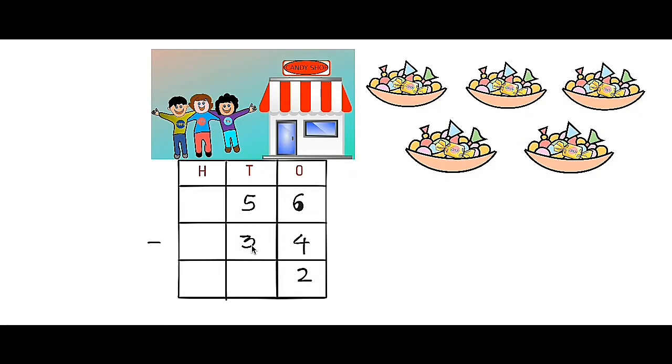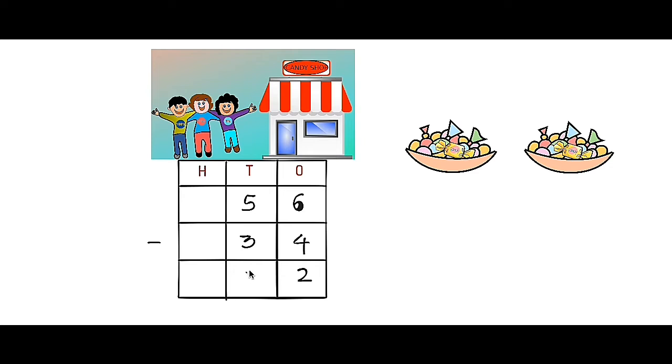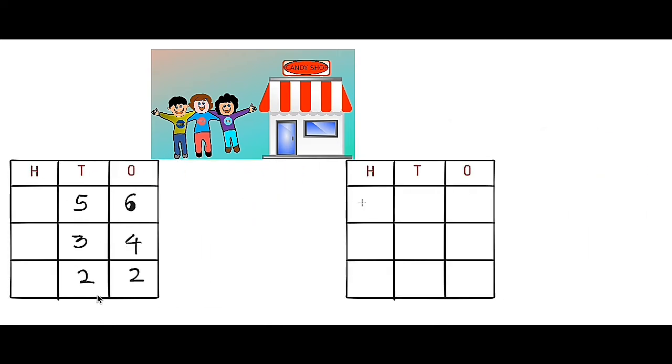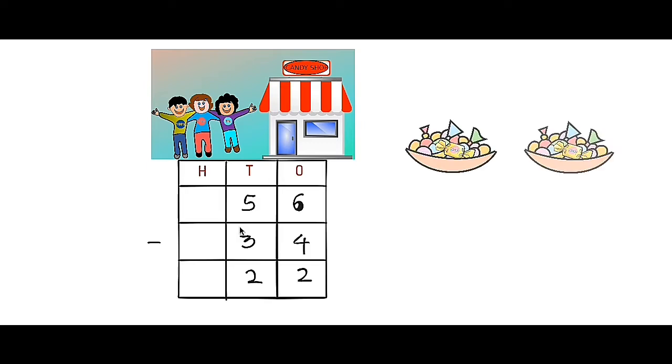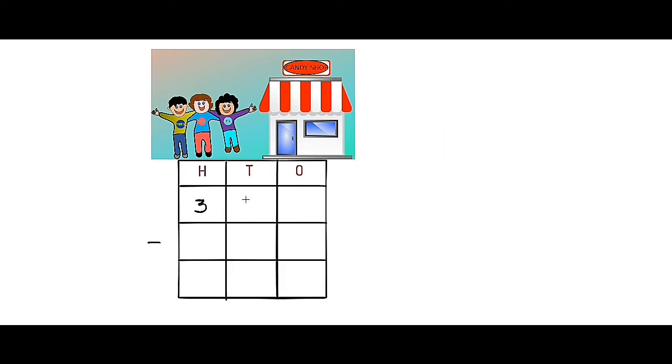In tens' shop, he had 5 bowls of candies and there were 3 people. So he gave them 3 bowls out of 5. And what remained with him is 2. So the answer of this subtraction, 56 minus 34, is 22. That's very simple, isn't it?